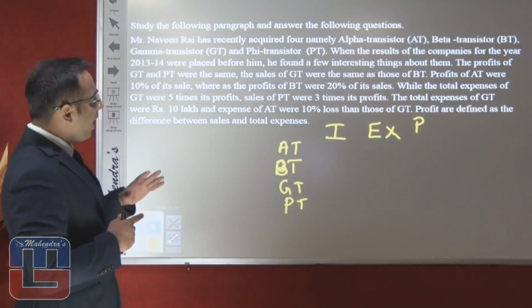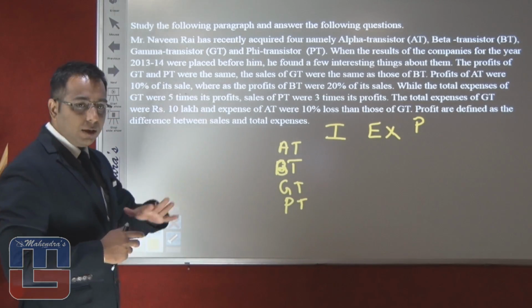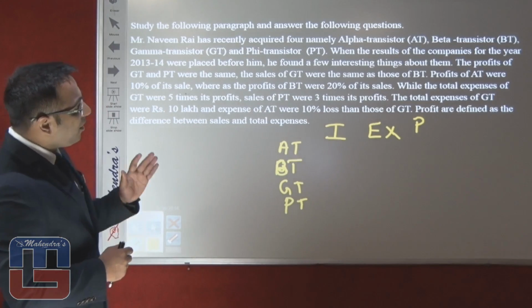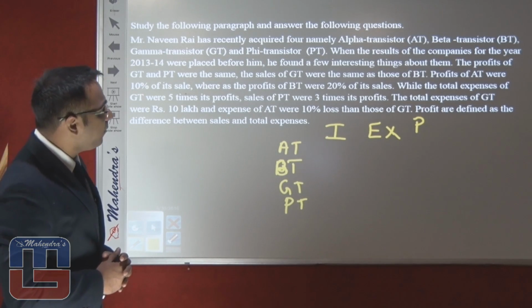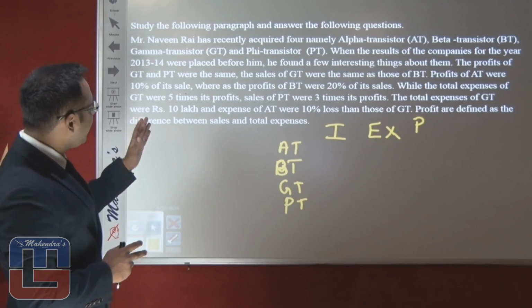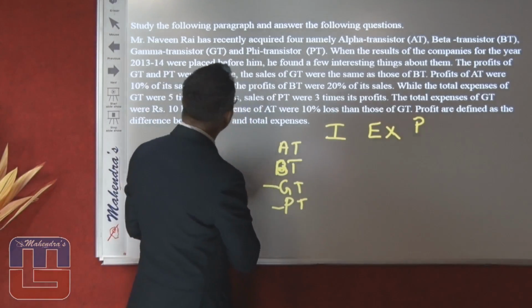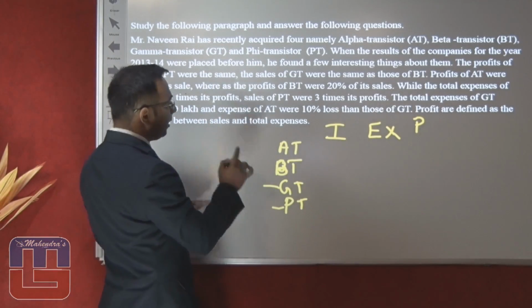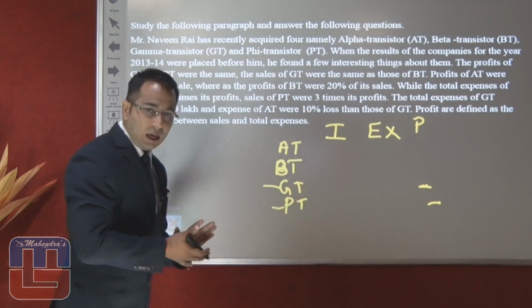So we will read the whole passage once and then put the values in proper manner. When the results of the companies for the whole year 2013-14 were placed before him, he found a few interesting things about them. The profits of GT and PT are the same. Here the values of GT and PT are the same, whichever they come.